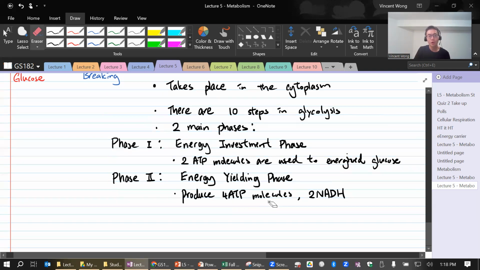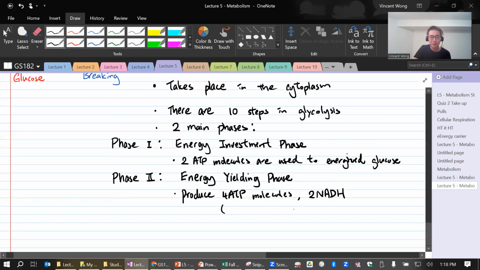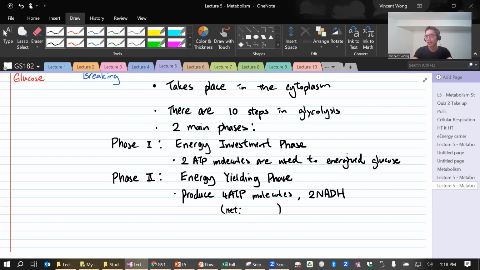So 2 questions to ask yourself. It says we produce 4 ATP molecules, but really, how many did we actually produce net? What's the net production? I know we produce 4, but we pay some at the beginning as well. We use some ATP to charge up the glucose. So in total, how many did we actually make? What do you think?